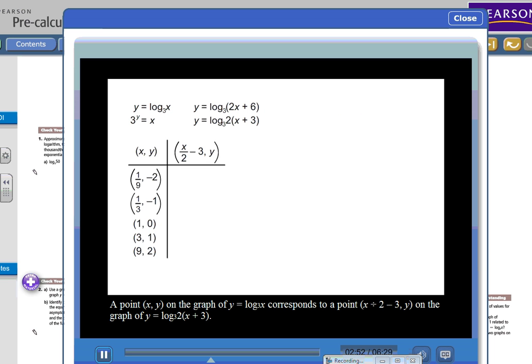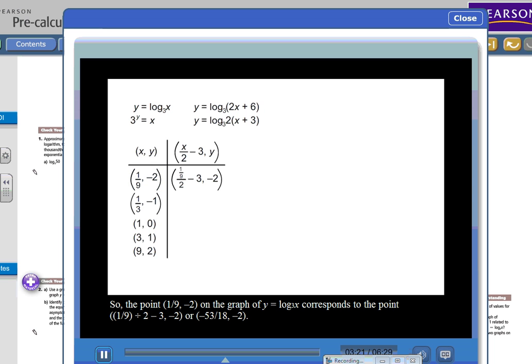A point (x, y) on the graph of y equals log base 3 of x corresponds to the point (x divided by 2 minus 3, y) on the graph of y equals log base 3 of 2 times (x plus 3). So, the point (1/9, negative 2) on the graph of y equals log base 3 of x corresponds to the point (1/9 divided by 2 minus 3, negative 2), or (negative 53 over 18, negative 2).